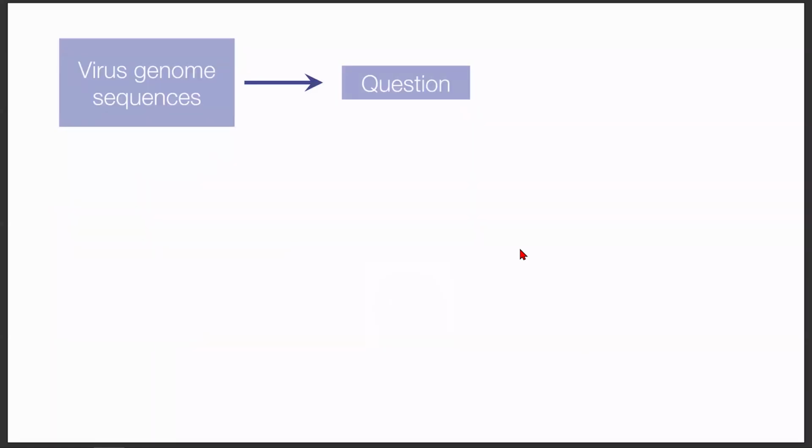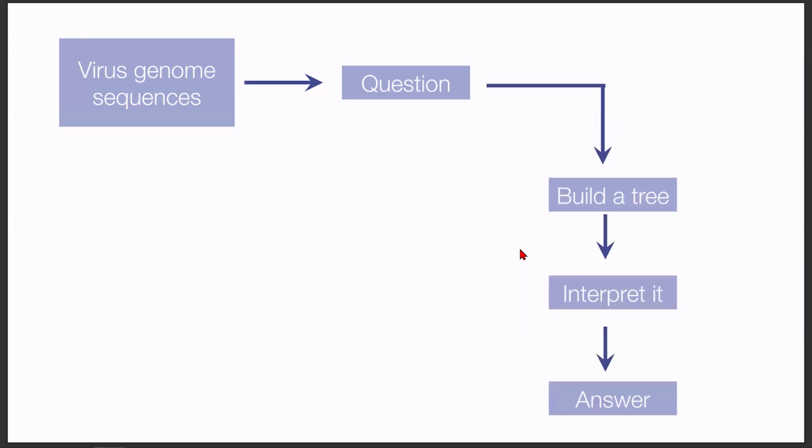So any investigation where you have a number of virus genome sequences, you have a question that you want to answer that may be about number of introductions, it may be about immune evasion or antigenicity, but really, in order to go around answering that question, what you want to do is build a tree, interpret it, and hopefully arrive at some sensible answer, which we discussed yesterday.